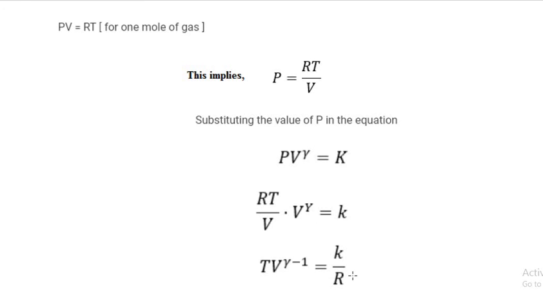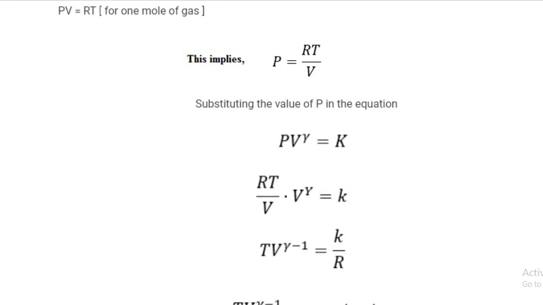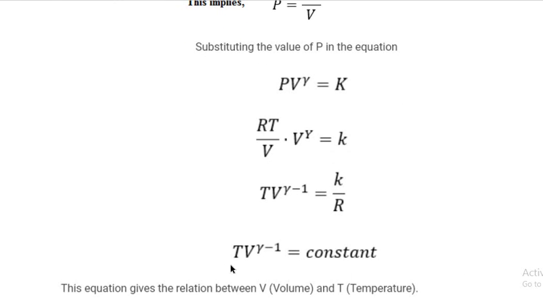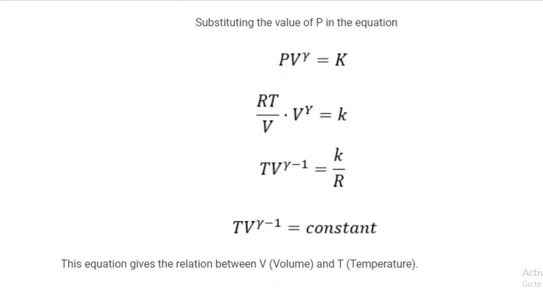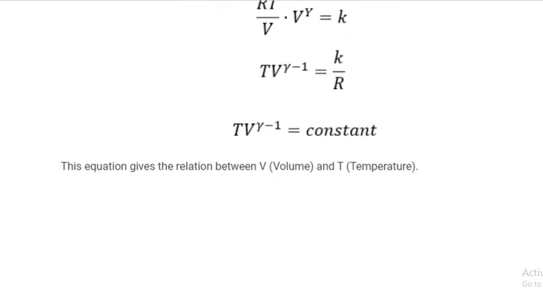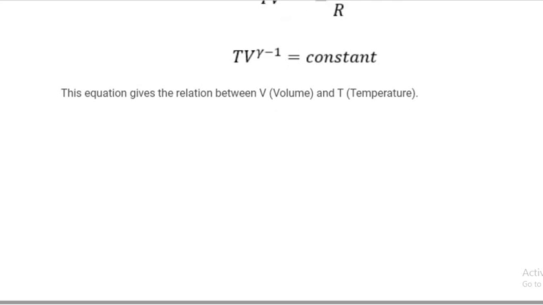And bring this R towards the other side, and T, V is in the denominator. So when it comes to the numerator, it becomes minus 1. So I can write TV power gamma minus 1 is equal to K by R. K by R is again a constant. So TV power gamma minus 1 is equal to constant. This equation gives the relation between volume and temperature. So these are the 3 relations.